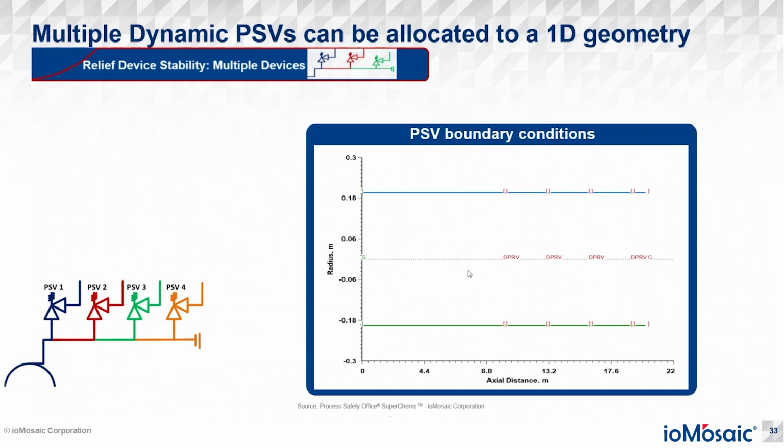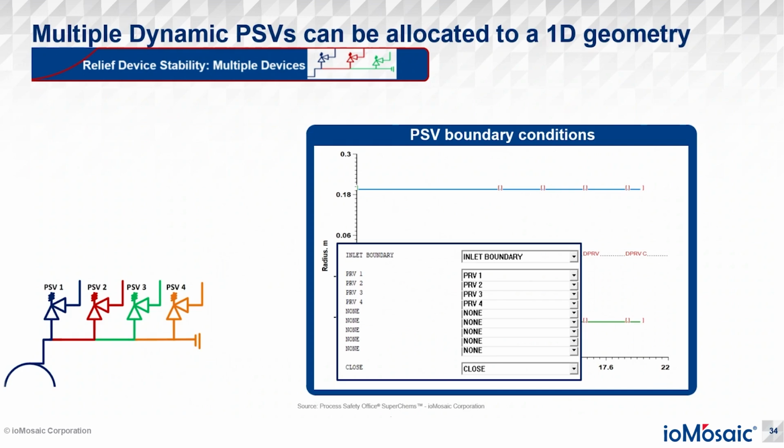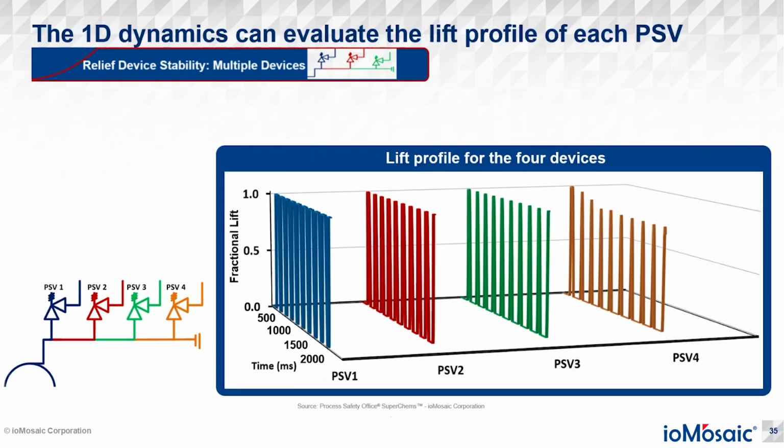we can define the system in a 1D geometry format. We can see here there's a C, which is the closed boundary, and we have DPRVs spaced all the way towards the closed boundary. That stands for dynamic PRV, so that's where our SDOFs are all allocated. Here's another screenshot to show how we can allocate them. There's a little pop-up window in SuperChems, and we can select which PRV we want.